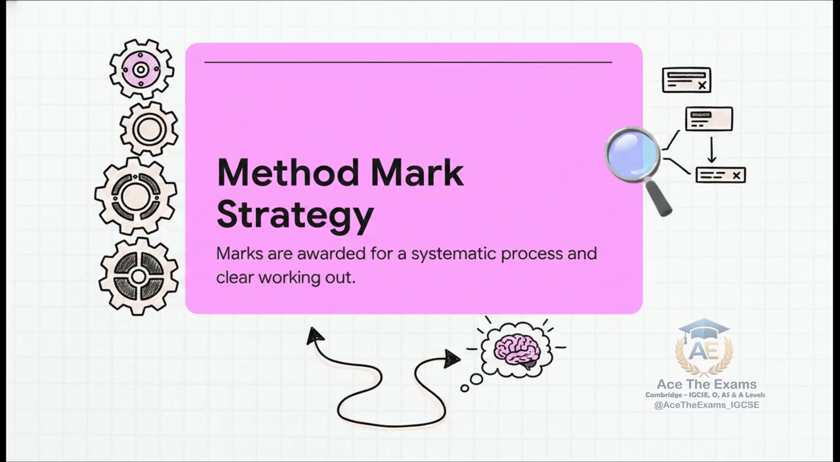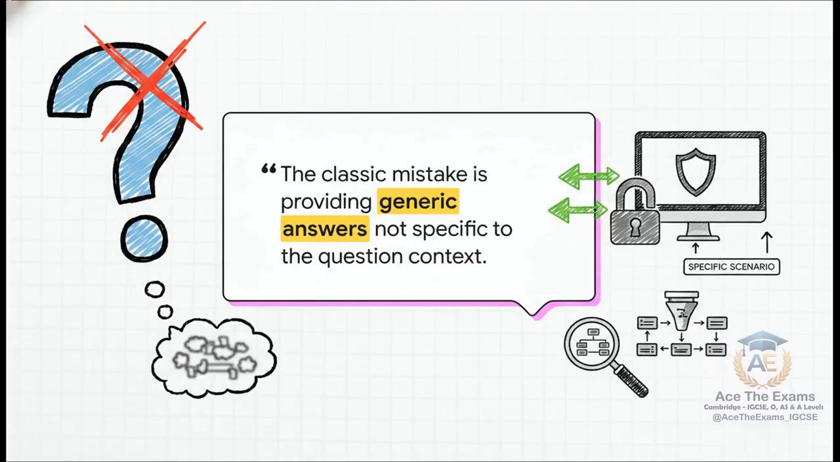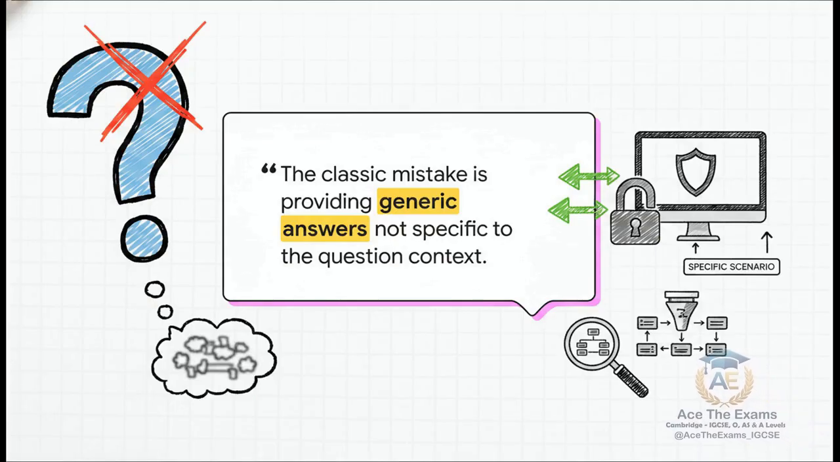If you don't show your work, you get 0. If you show your work and get the end result wrong, you might still get 3 out of 4 marks. Always, always show your work. And this brings us to an explicit examiner alert directly from the source. Listen to this quote carefully. It is a literal goldmine. The classic mistake is providing generic answers not specific to the question context. Always link every point to the given scenario.